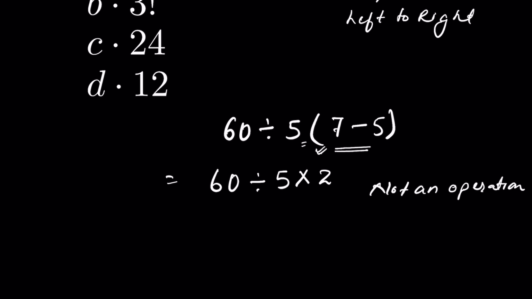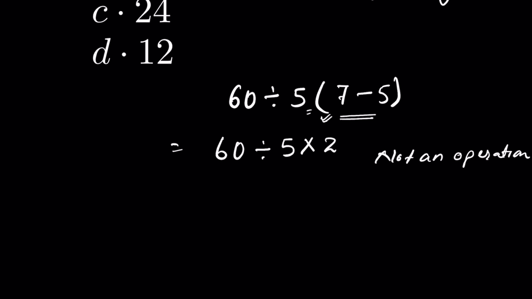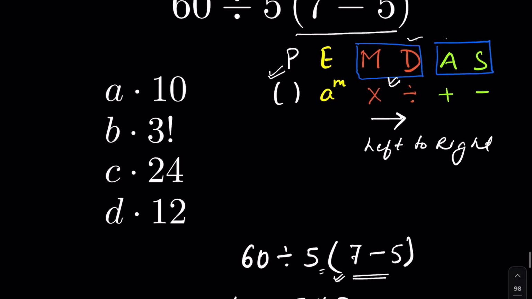Now here, if you just follow the letters in PEMDAS and do multiplication first, then you will do 5 times 2 is 10, and then 60 divided by 10 is 6. Then you get 6 as your answer. Now in the options, you can see we have 10, 3 factorial, 24 and 12. 3 factorial means the product of all the positive integers till 3. So 1 times 2 times 3 is equal to 6. So that means B, 3 factorial, can be the correct answer.